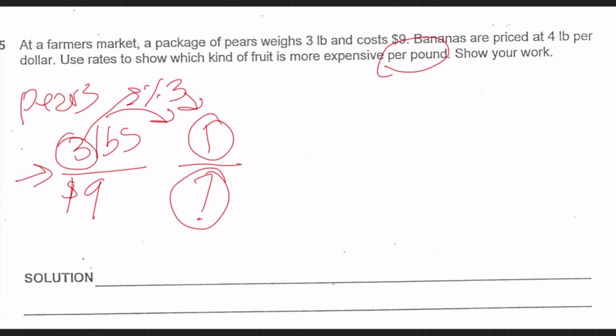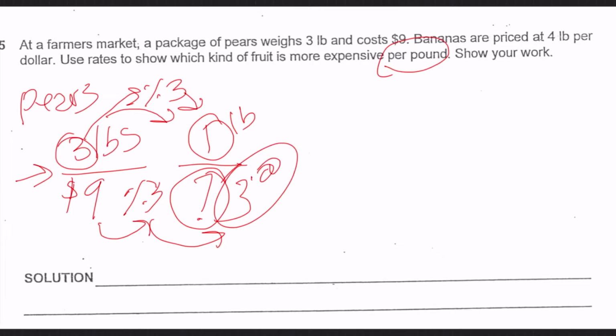And whatever we do to the top, we've got to do to the bottom. So if we take this 9 and we divide this by 3, 9 divided by 3 is 3. So this is showing us that for 1 pound, it's $3, or pears are $3 per pound. Now let's move on to bananas.